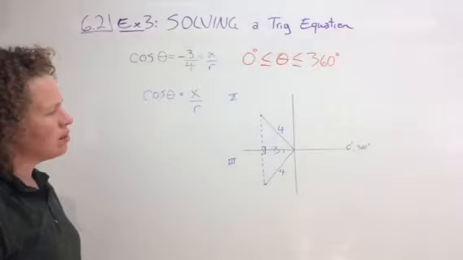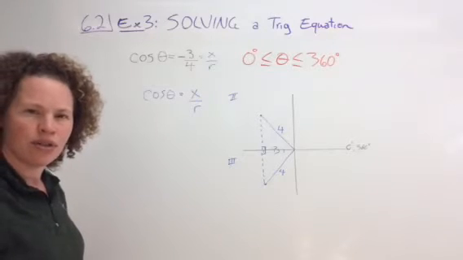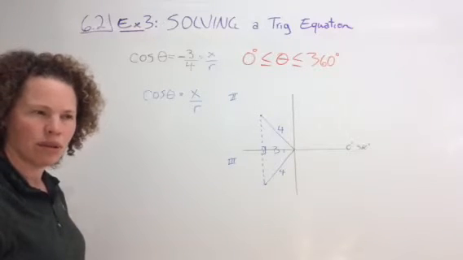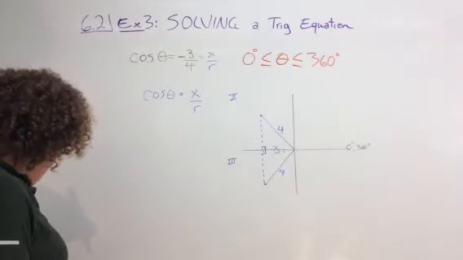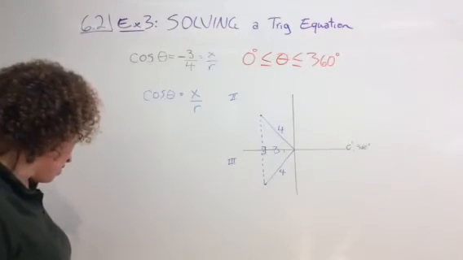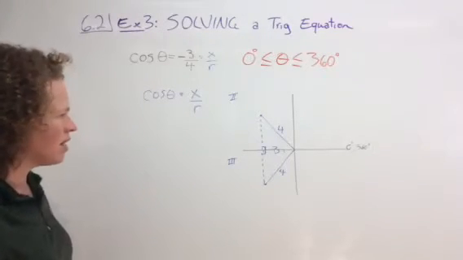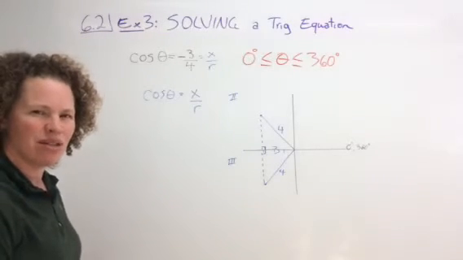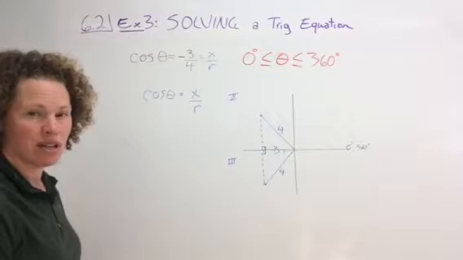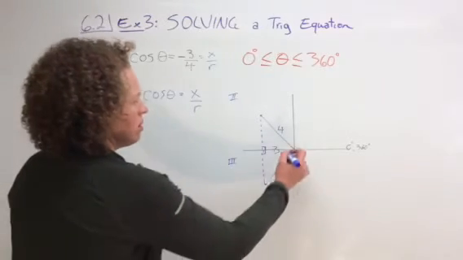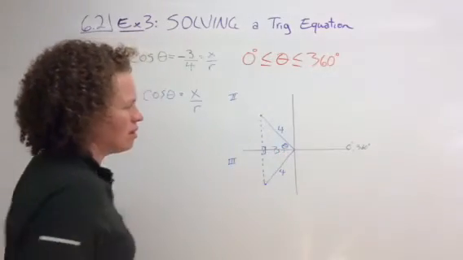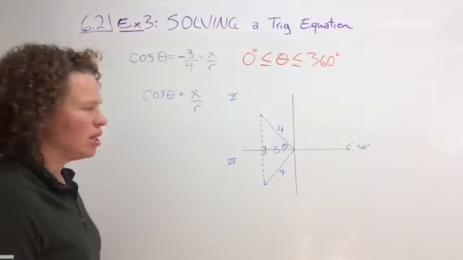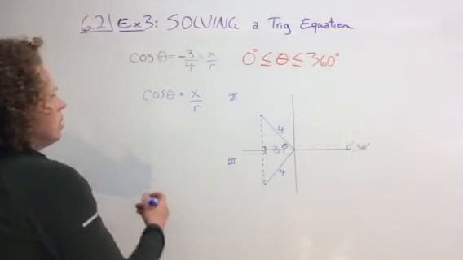Now, I guess the first question is, do we need y? Do we need to find that? Well, the question is asking us to the nearest degree what values of theta satisfy this equation. We don't really need y because we have enough information to find theta. The first thing we need to do is solve what this little dude is going to be, and that's the reference angle.